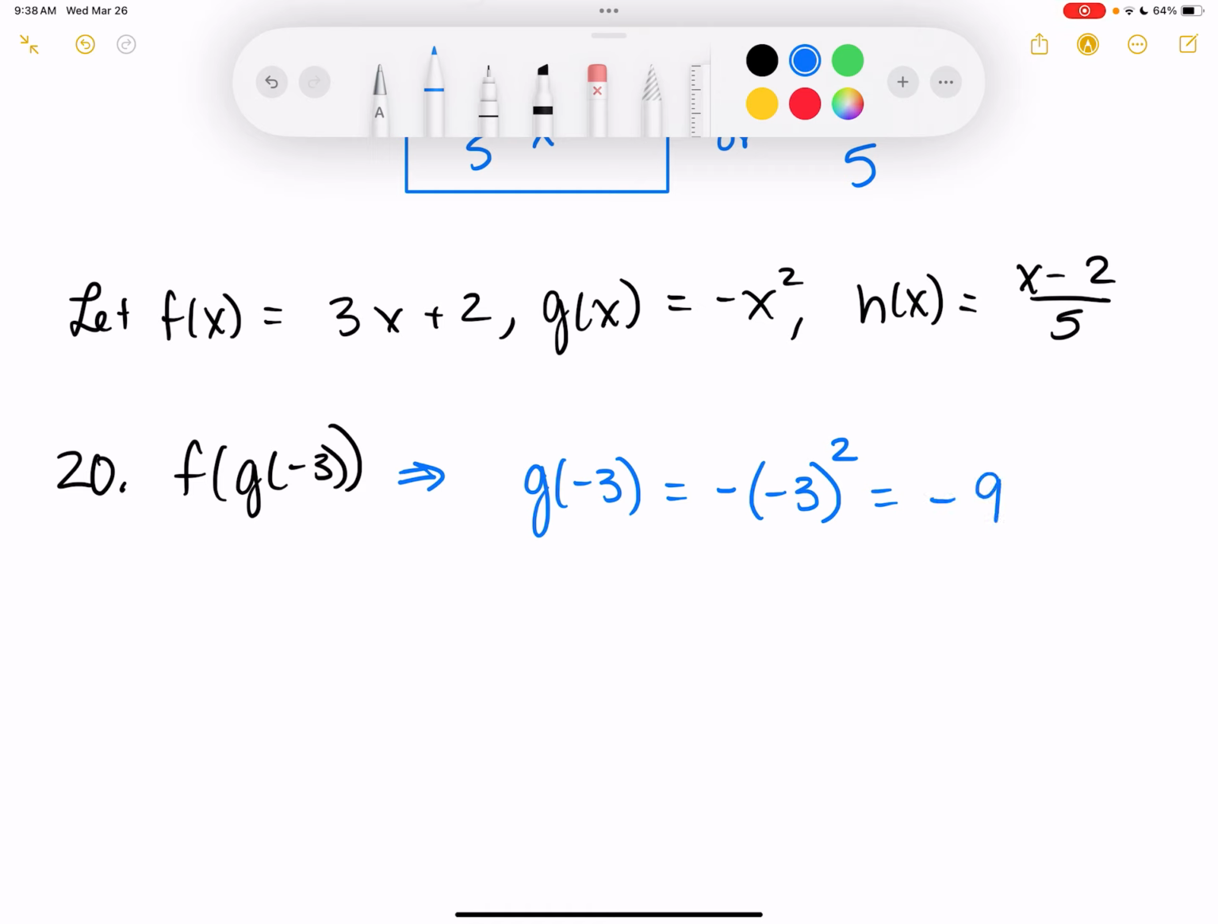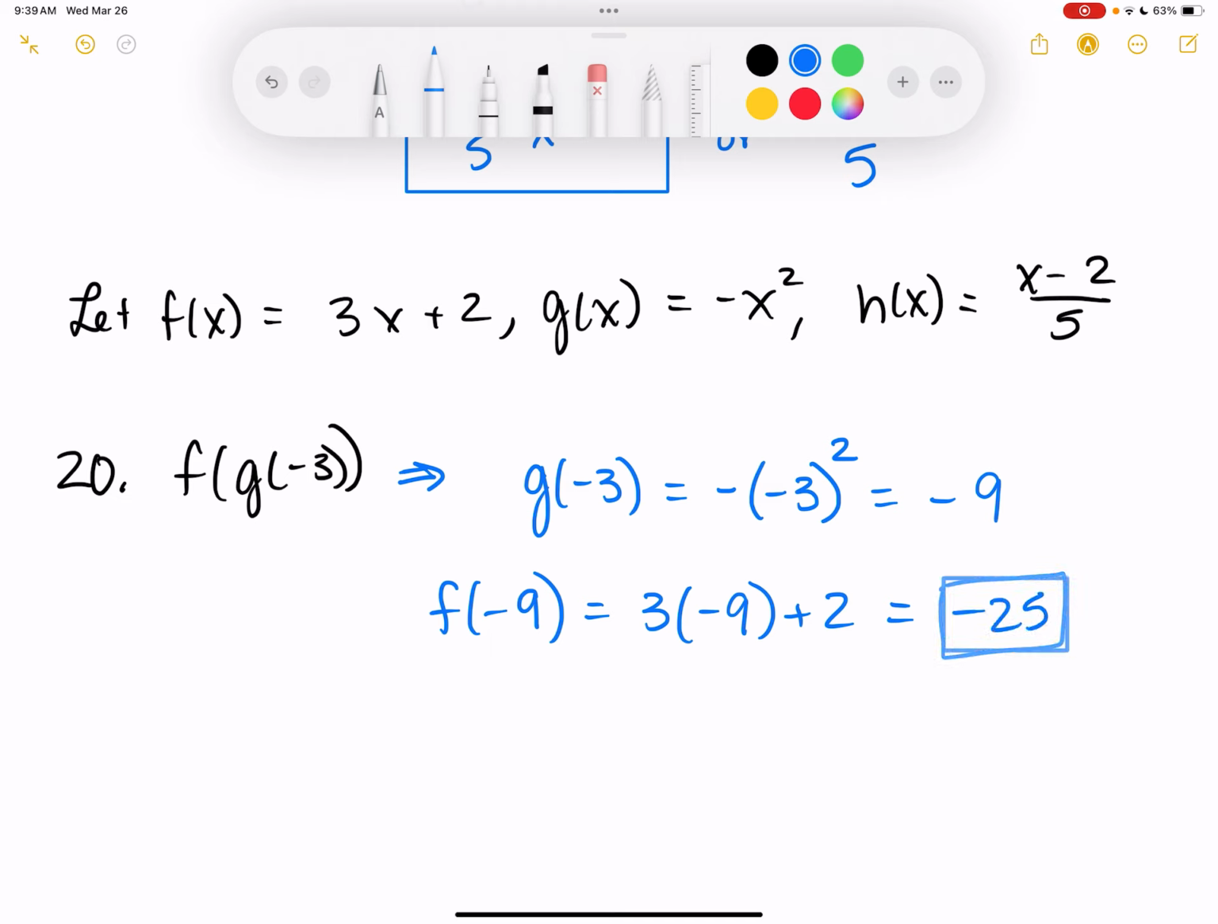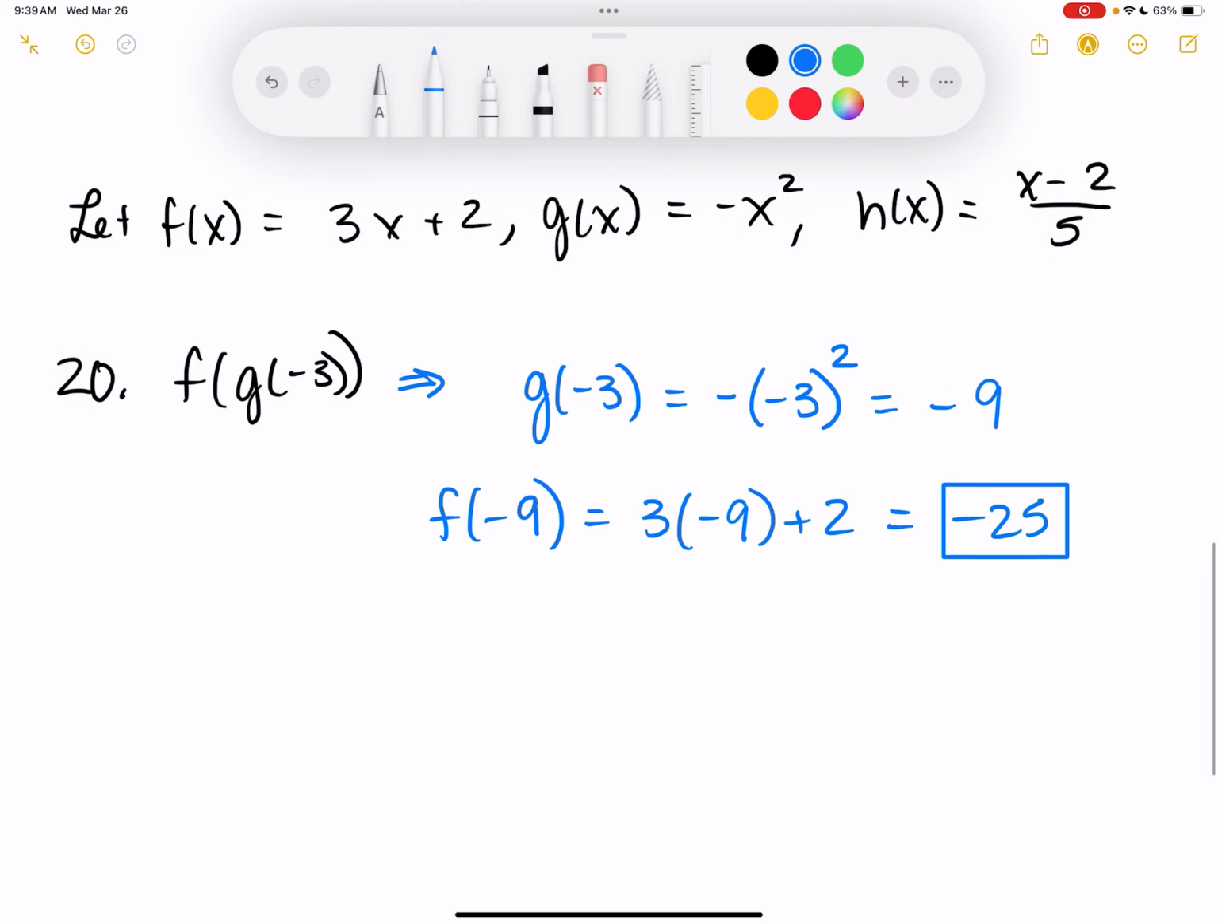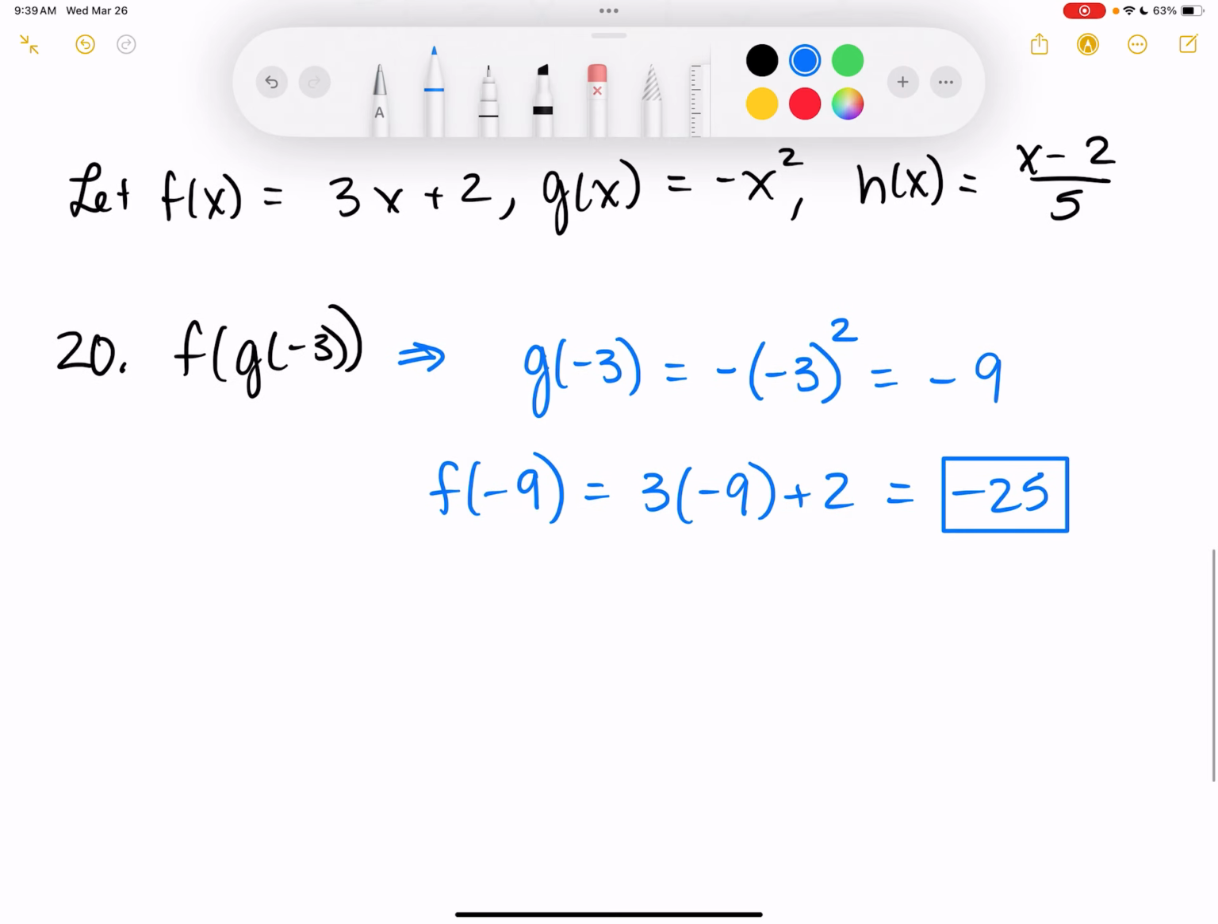Now, I do f of negative 9, and I plug a negative 9 in for x in f of x, so this is going to be 3 times negative 9 plus 2, which equals what? Negative 25, and that's your answer. That's what I got. It's kind of cool. I like this one.